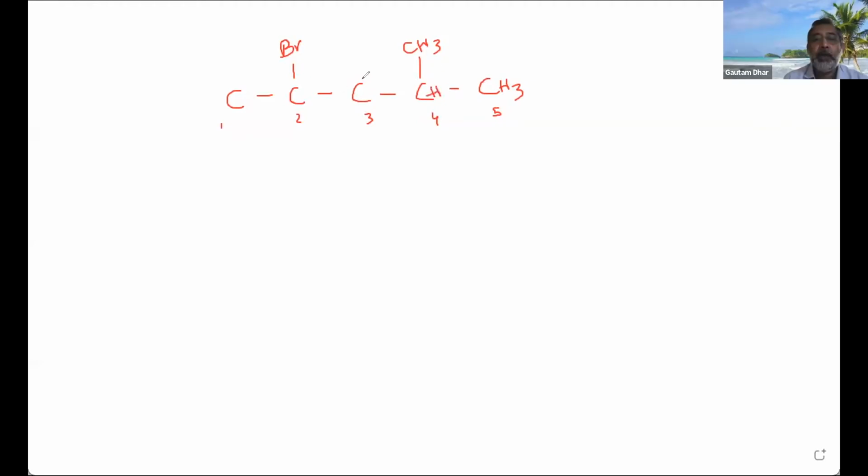How many hydrogens in number 3? One. Because you need 4 bonds, right? How many in number 2? One, right. And how many in number 1? Three, good. And that's the formula. You're done, structural formula.